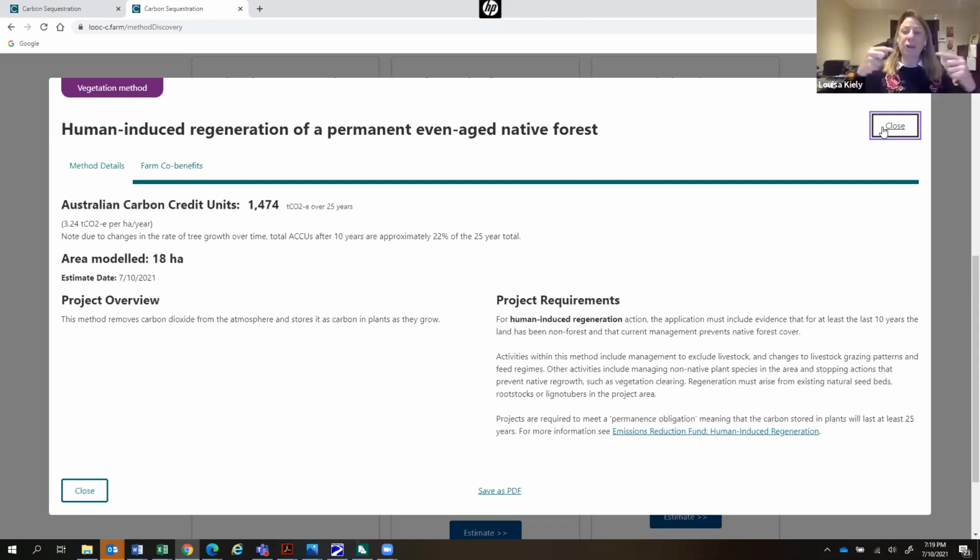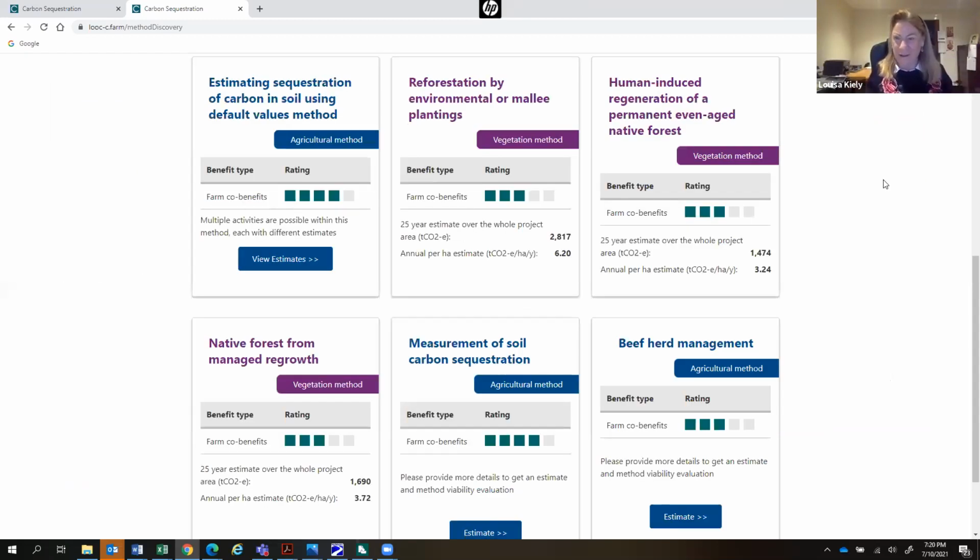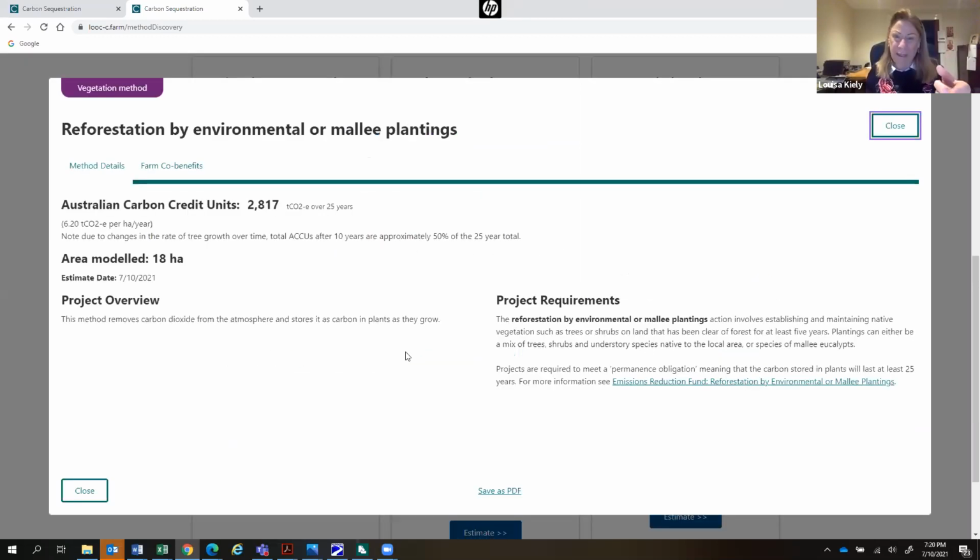But again, there's quite a lot of assumed knowledge in what I've just said. And so, for somebody without that sort of knowledge just looking at this, they might just go, that's just weird, what is it talking about? But I know that the one to look at is the reforestation by environmental or mallee planting, which pretty much doubles the natural regen, okay?